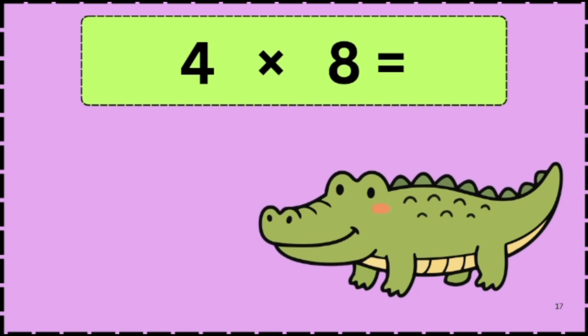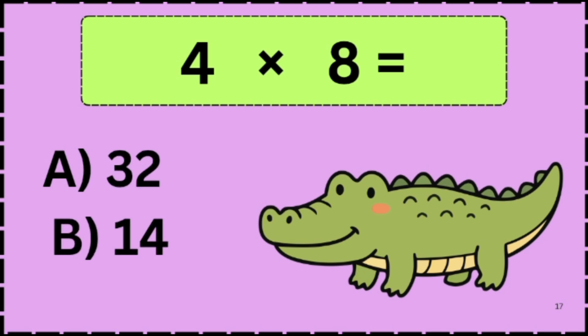4 times 8 is equal to A 32, B 14, C 27. The answer is A 32.